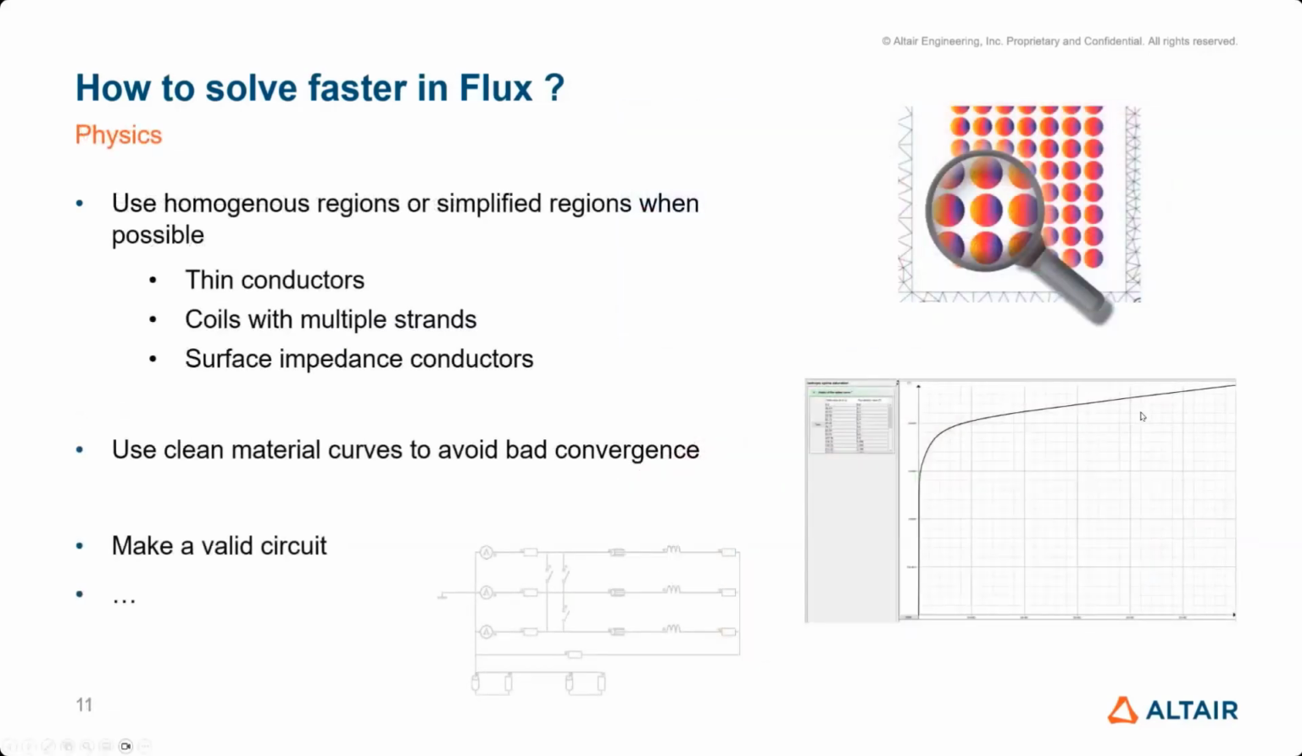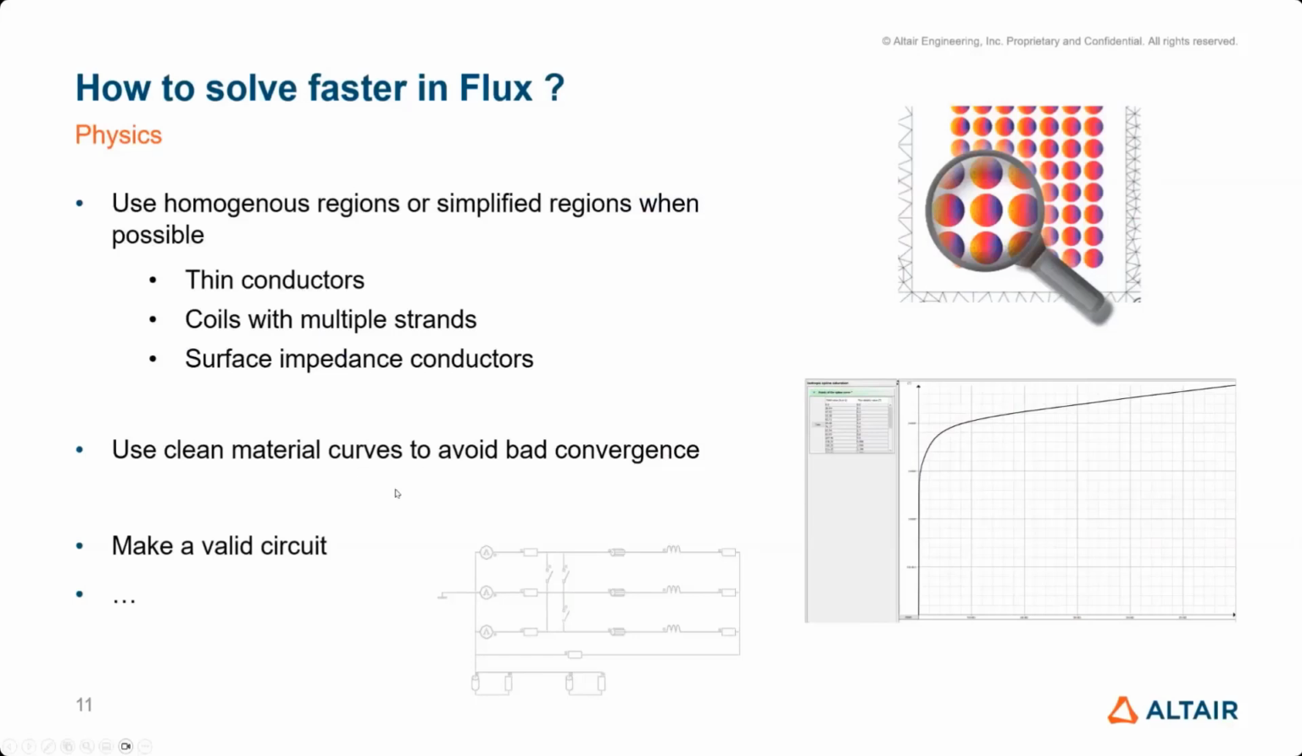In terms of the physics itself, there's also a lot of things that could be done. Some of the recurrent things we see is that typically using some of the advanced homogeneous regions, like having the coil region with losses, having the thin conductor region, having the surface impedance region, can help your solving to go a lot quicker most of the time. So whenever you can use these, try to use them.